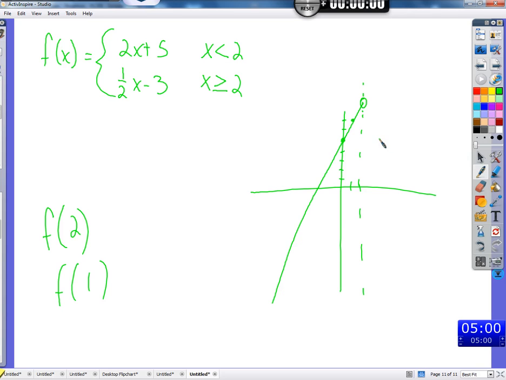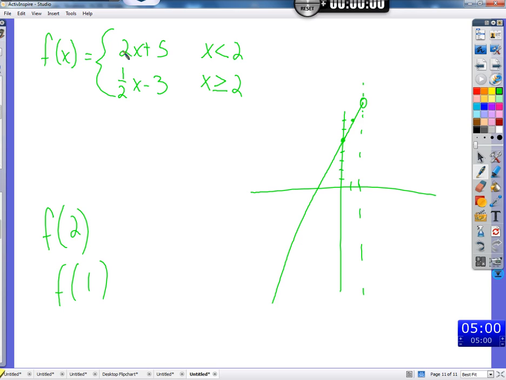Get close to 2, but don't actually let 2 go into this function. There is no output from this function when x is 2. That's why there's an open circle. It's like emptiness. There is no function there when x is 2. When x is 2, this function won't work. It won't have any output.